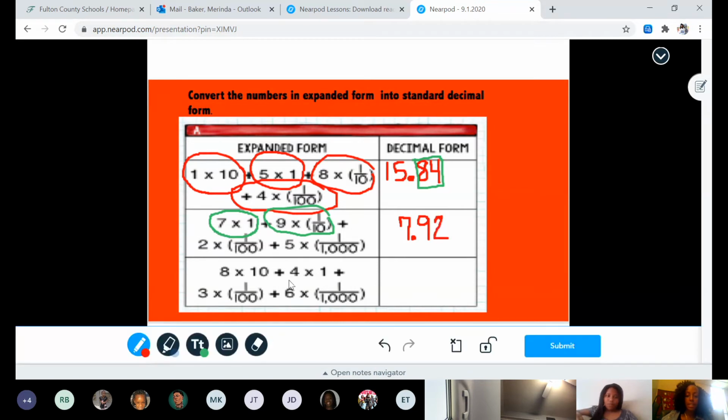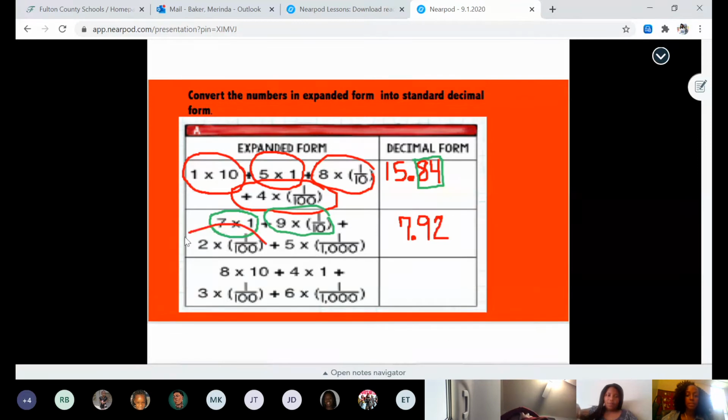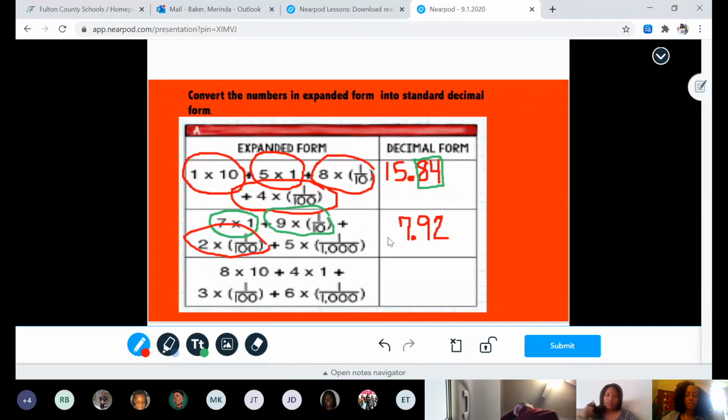And then 5 times 1/1,000. And how much is that?